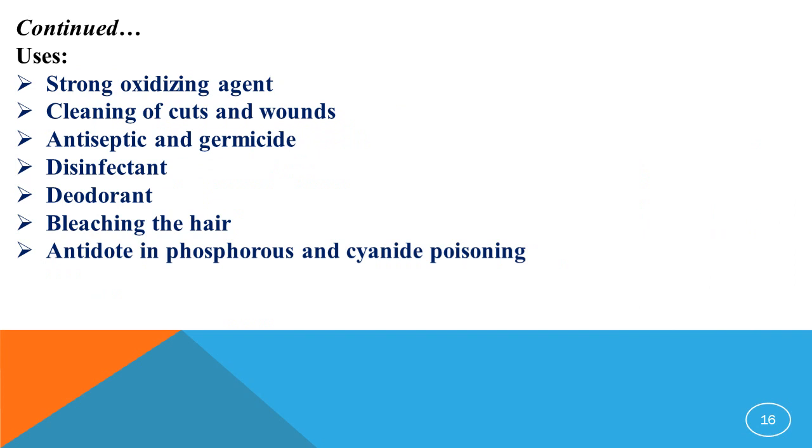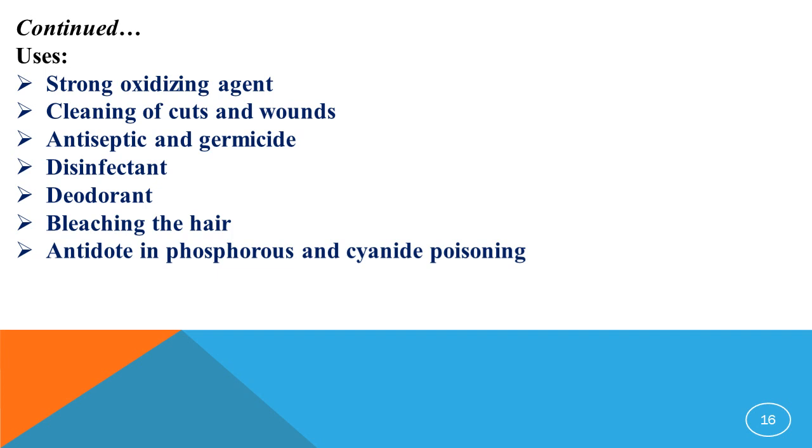Uses of hydrogen peroxide. Hydrogen peroxide is used as a strong oxidizing agent. It is used for cleaning of cuts and wounds as an antiseptic. It is used as a strong antiseptic and germicidal, and it destroys all pathogenic bacteria. A 6% solution of hydrogen peroxide is used as a disinfectant.